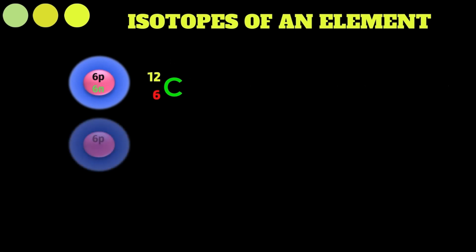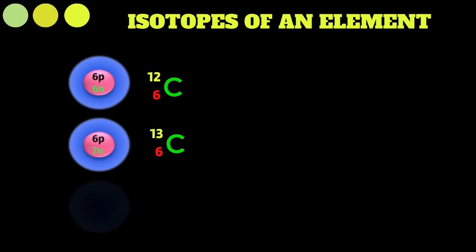This is another atom having the same number of protons. So similarly, we have written 6 on the lower left of the chemical symbol. Its nucleus has 7 neutrons. So its mass number is 13, which is written on the upper left of the chemical symbol like previously.